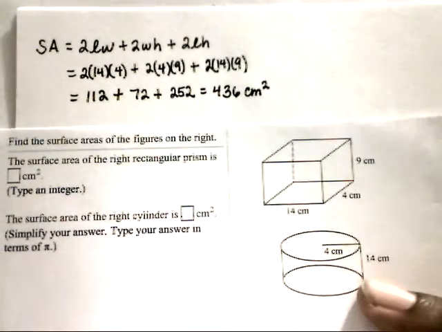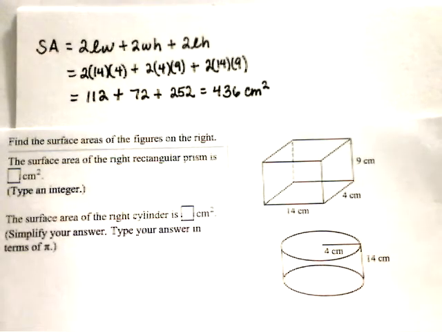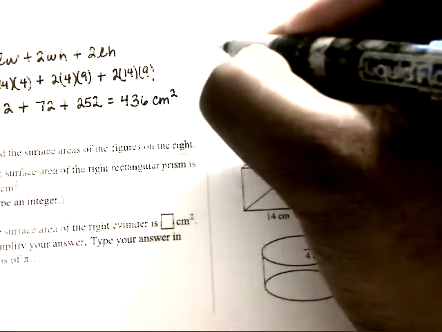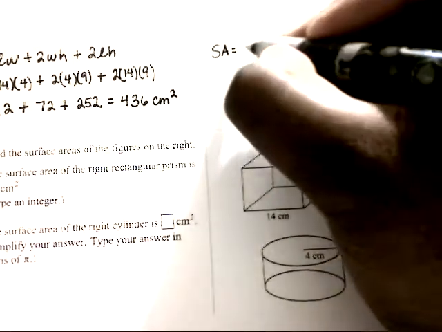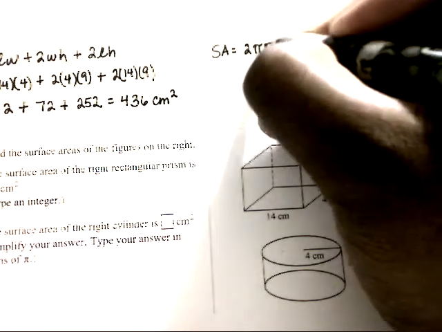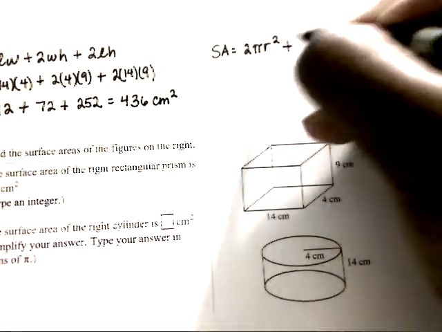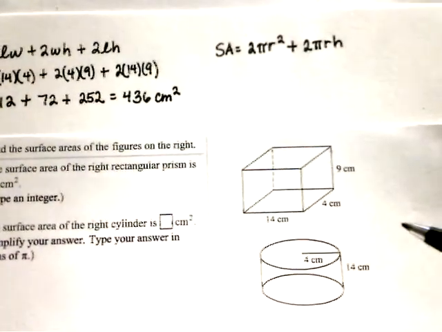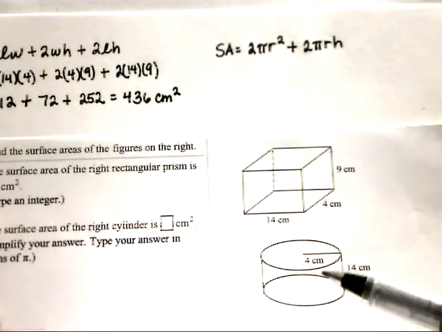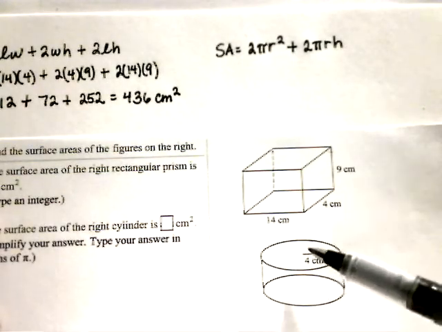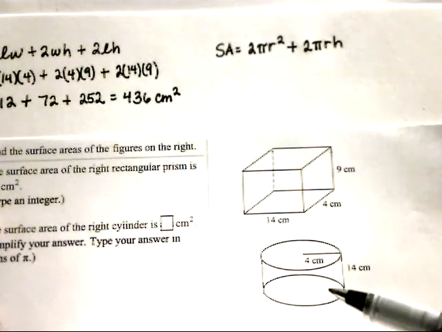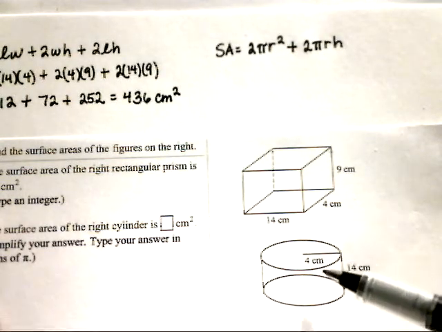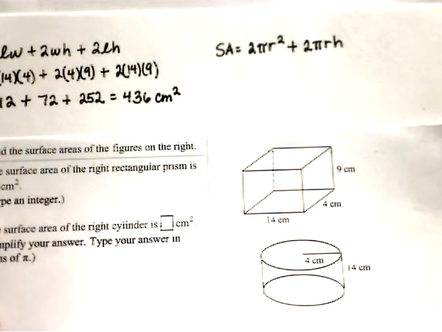Okay, the next one is the right circular cylinder. In this case, its surface area is going to be this particular formula, and this is in your textbook. 2 pi times the radius squared plus 2 pi times the radius times the height. The 2 pi r squared is the 2 bases here. Both bases are circles, so you have pi times the radius squared for the area of one circle, but you got 2 circles, so that's why it's 2 pi r squared.